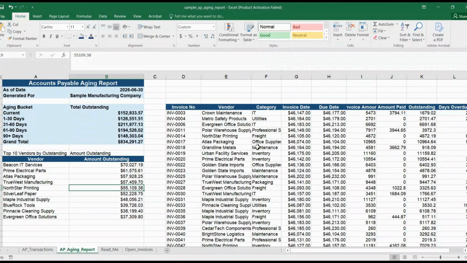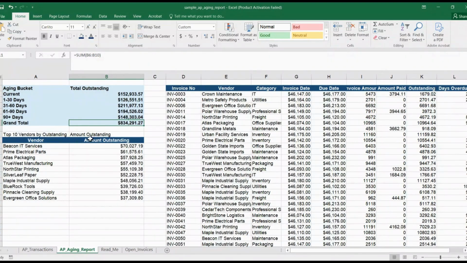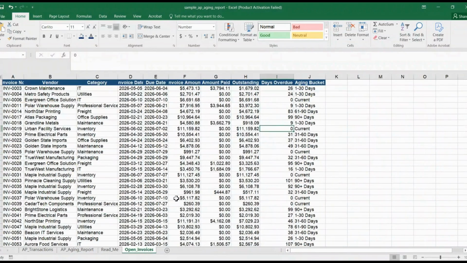The second section is the AP aging summary report, which groups outstanding balances by aging category. You can see here the 1 to 30 days balance is this, 31 to 60 days balance is this, and 90 days plus balance is this. The grand total is also mentioned here. This is the amount that we need to pay to our creditors or suppliers or vendors. It also shows the top 10 vendors by outstanding amount. These are the larger accounts that have larger amounts that we need to pay. And then there is also a sheet showing open invoices, which helps us identify the specific unpaid items behind the balances.